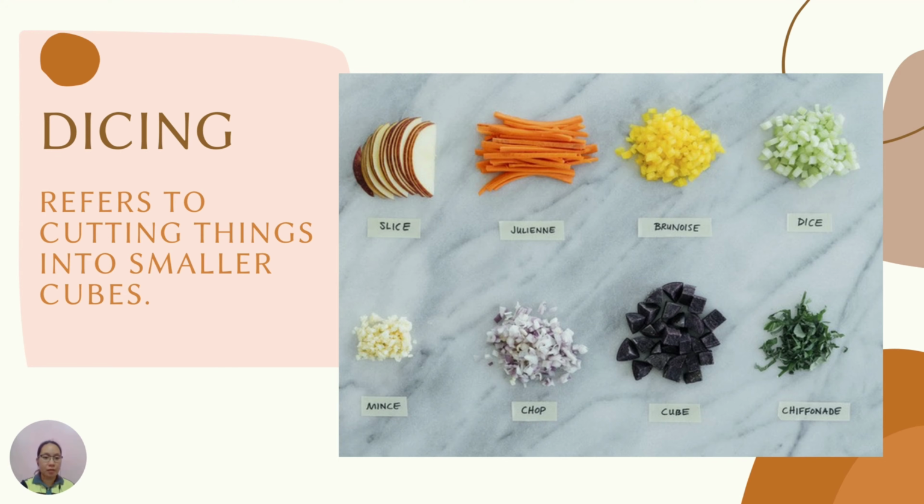We also have dicing, which refers to cutting things into smaller cubes. This is similar to chopping, except that dicing is always finely chopped, and it is also consistent in size. Here we have the different cuttings, such as slice, the julienne cut, the brunoise. We also have the dice, mince, chop, cube, and chiffonade.